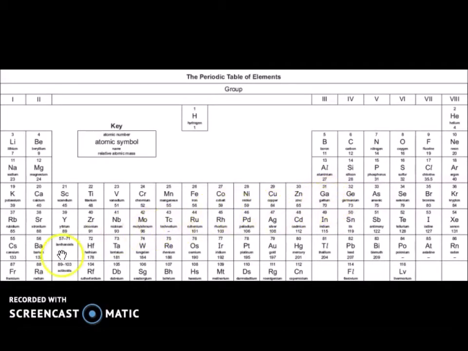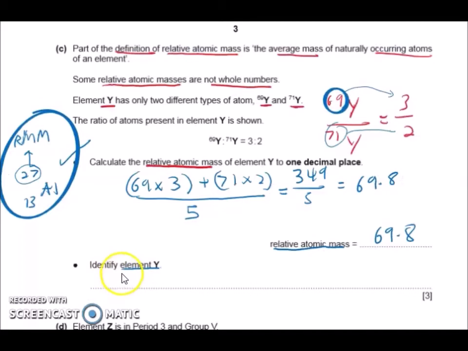Okay, now we go back to the question. Okay, so we can put here gallium, Ga, or we can write it as a full gallium. Okay, now we move to the next question.